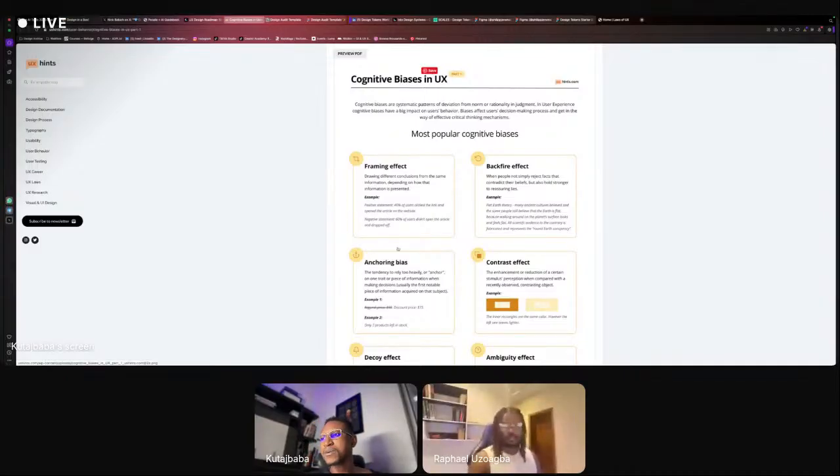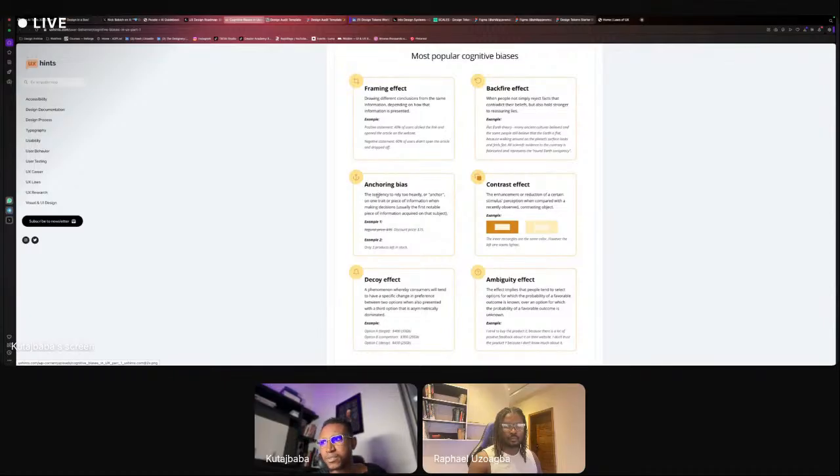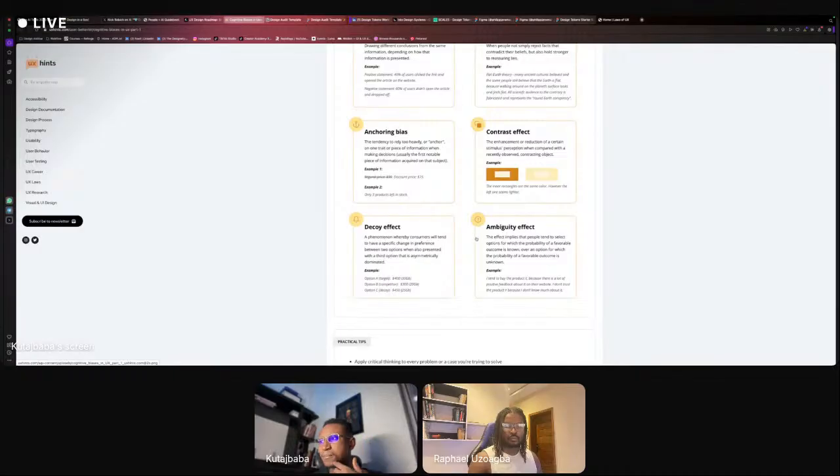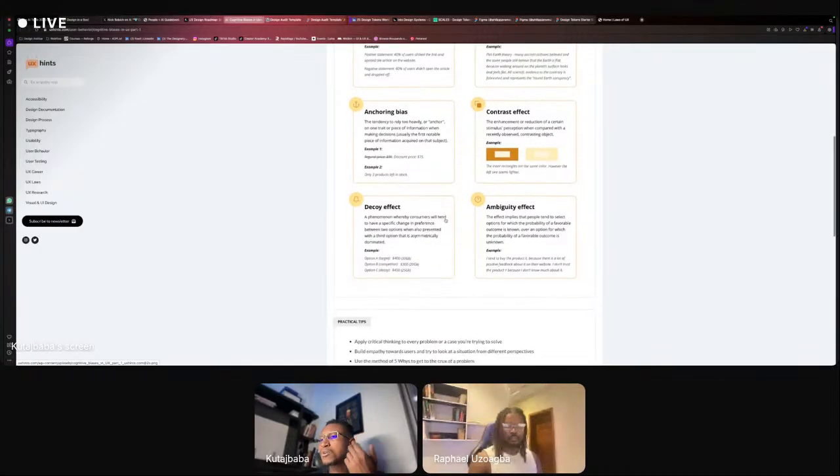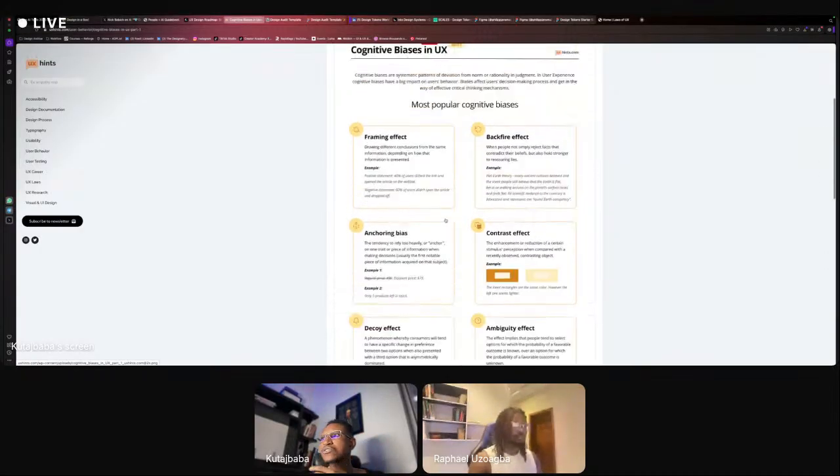So there are things like the framing effect, and anchoring bias is very important. Let me read: it tends to rely heavily on one piece of information when making decisions. This basically talks about first impressions. When people use a product, they form an impression of it, hold on to it, and bring that mindset whenever they interact with other parts of the product. Then there are the decoy effect and ambiguity effect, but I'm not going to go deep into this, so you can just come here and explore.